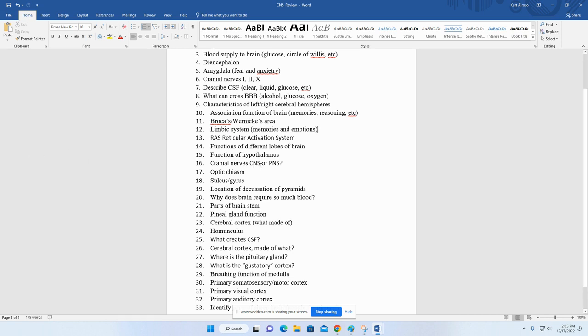Cranial nerves, CNS or PNS. Cranial nerves are peripheral nervous system. Even though they branch off from the brain, they're not part of the brain or the spinal cord. They're part of the PNS. Optic chiasm, remember, that's on the bottom of the brain, the ventral surface, where the optic tracts cross over. So some visual stimulation from the left eye can go to the right cerebral hemisphere. Obviously that has to do with the eyes, with vision. Sulcus/gyrus. Remember, a sulcus is a groove in the brain, where a gyrus is a bump or a hill.